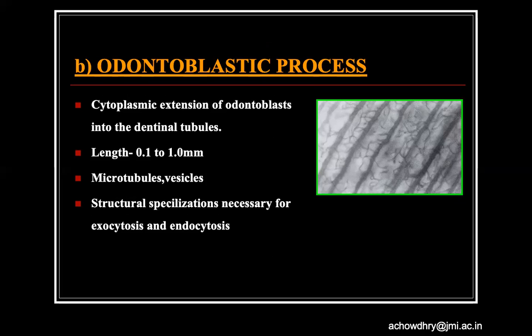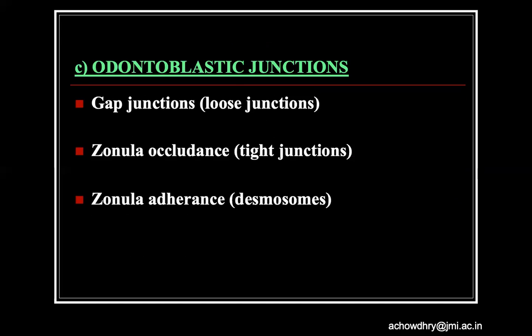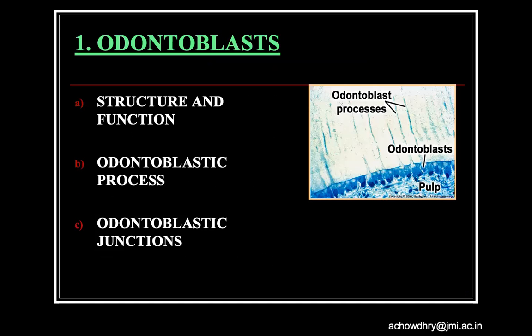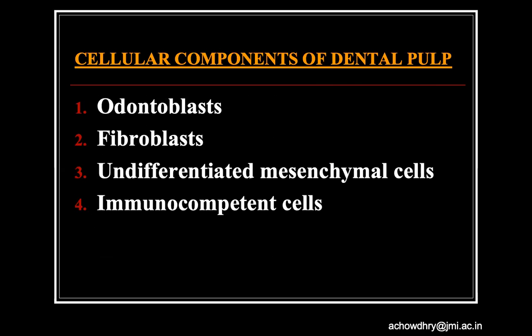Odontoblastic process: length, how it looks, what are microtubules, vesicles, how they look, what is the fluid present. Then there are the junctions: gap junctions, tight junctions, or desmosomes. You have to understand this. So we have discussed odontoblast under three subheads: structure and function, odontoblastic process, and odontoblastic junctions. Read about them separately. Prepare a short note. Odontoblast is actually asked separately as a short note as well. So you have read about odontoblast.